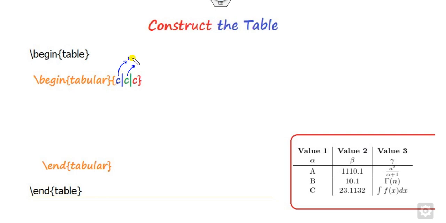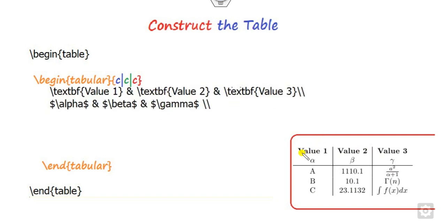The first column is placed in the center. You can see that the values are written in the center. The second column also, it means the second values are also written in the center. If you put the third as an L, it means the third column will start from the left hand side, and so on. Now you can write the first value, that is value 1.